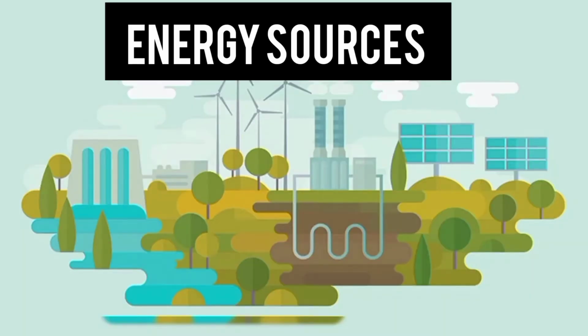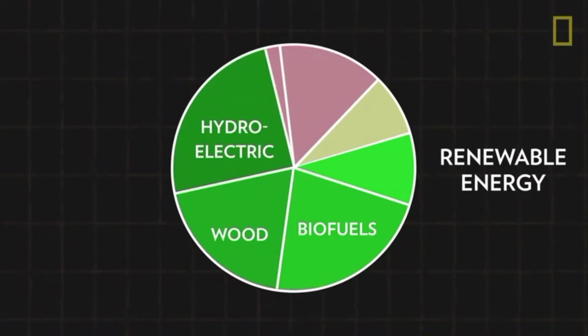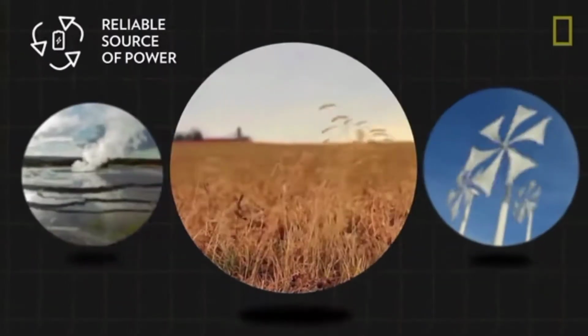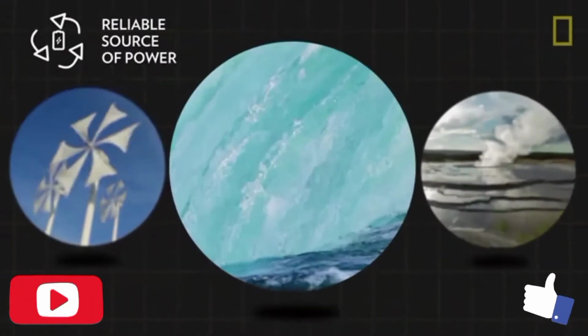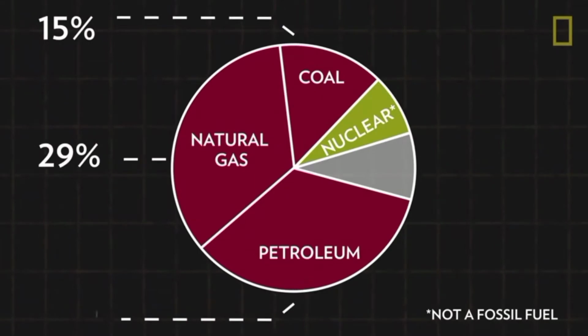Energy sources around the world fall into two main categories. First is clean energy. Some of them include solar, wind, geothermal, hydro, and tidal. Fossil or non-renewable energy, on the other hand, includes oil, natural gas, and coal.